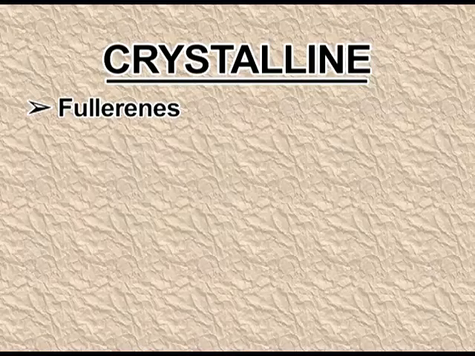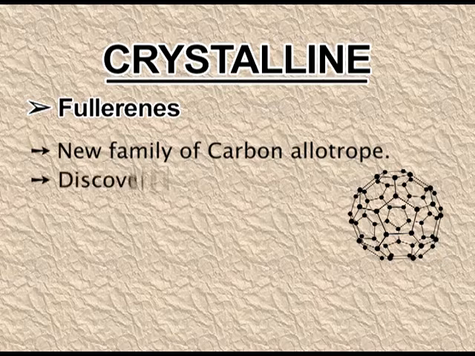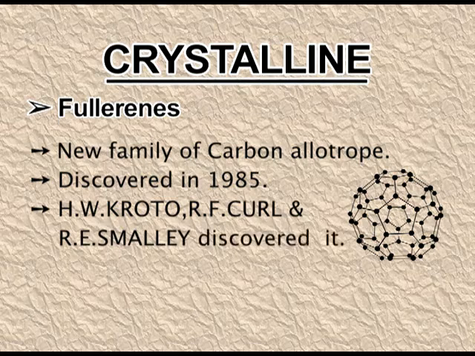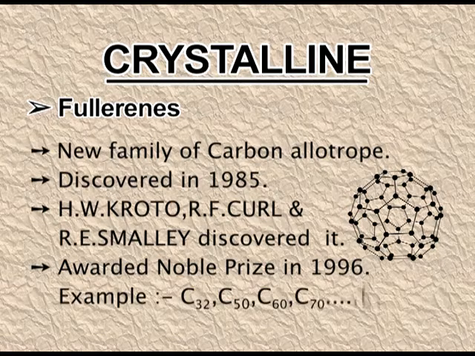Now, next allotropic form, crystalline form of the carbon is fullerenes. It is a new family of the carbon allotrope. It was discovered in 1985. H.W. Kroto, R.F. Curl and R.E. Smalley discovered it. They were awarded Nobel Prize in 1996. Examples are C32, C50, C60, C70 and it goes up to C350.